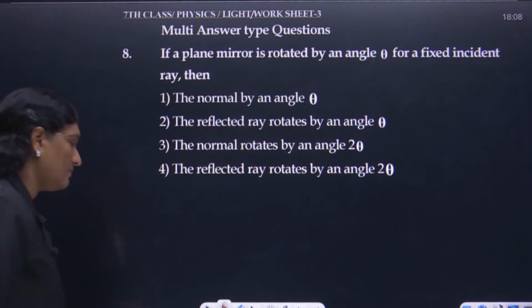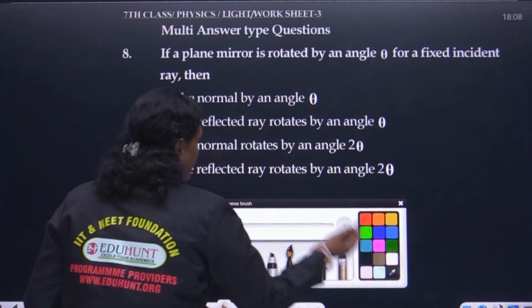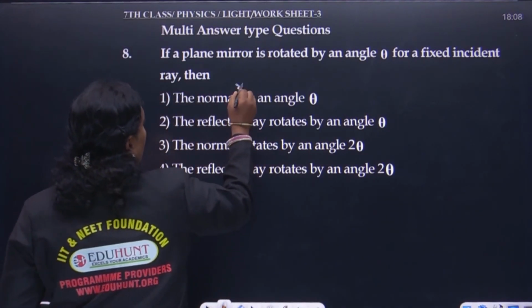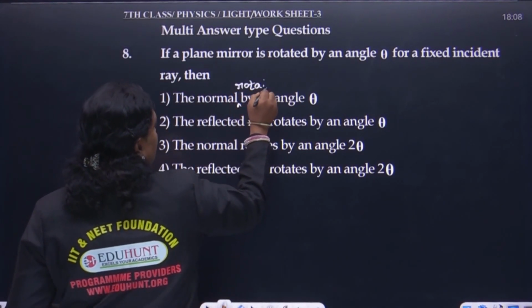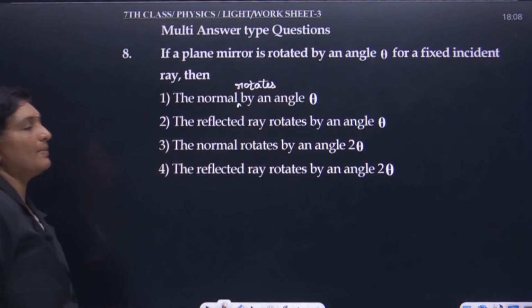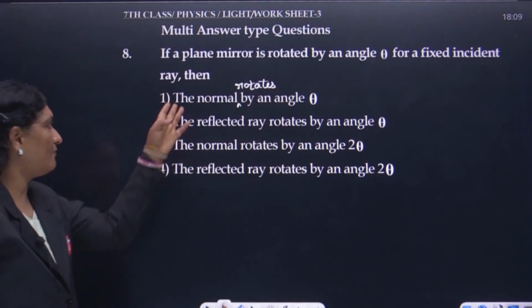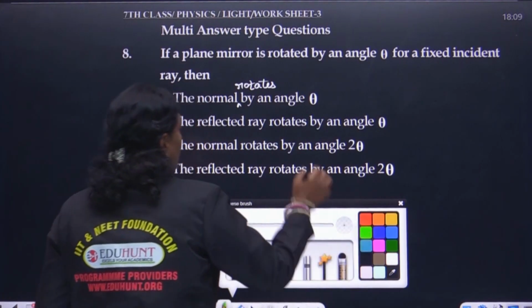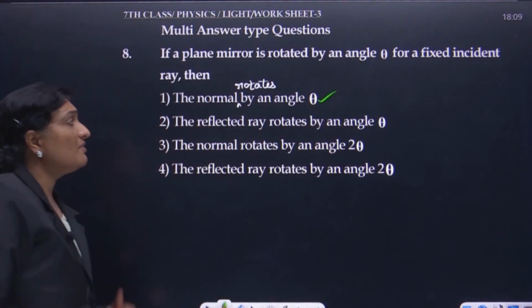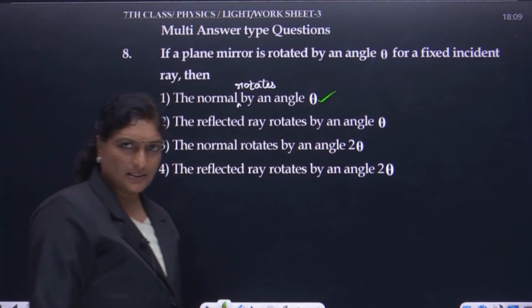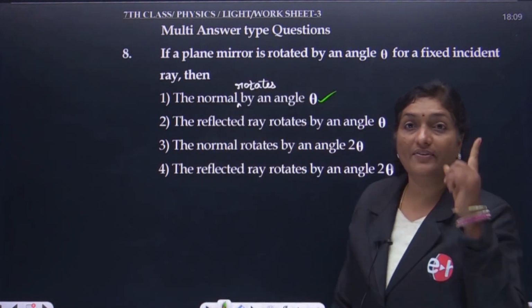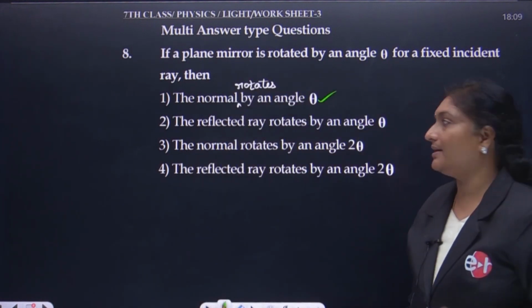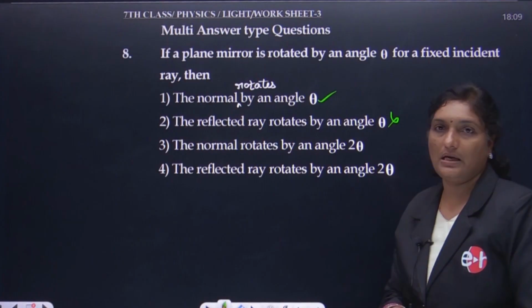Then what is our observation? We often observe that the normal rotates by an angle theta. The normal rotates by an angle theta. So of course, the first option must be true. The reflected ray rotates by an angle theta. Is it theta? 2 theta. The reflected ray must turn by 2 theta, not theta. So this is a wrong statement.